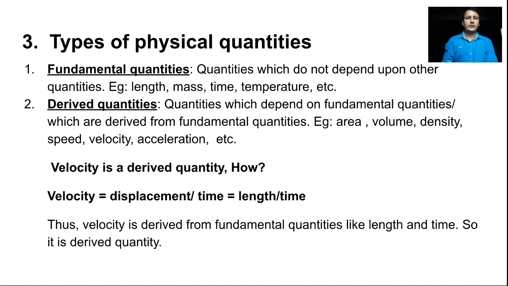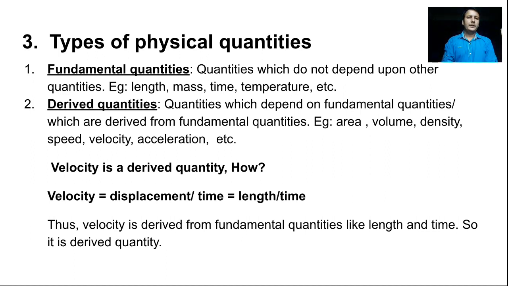Second one, derived quantities. Those quantities which depend on fundamental quantities, or which are derived from fundamental quantities, are called derived quantities. For example, area. Area depends on length and breadth. Volume depends on length, breadth, and height. Density, mass and volume. Speed, velocity, acceleration, etc. These quantities depend on fundamental quantities, hence they are called derived quantities.